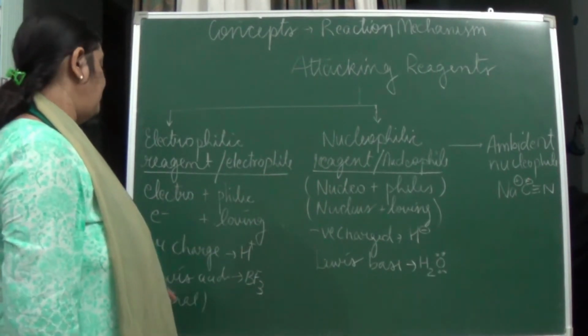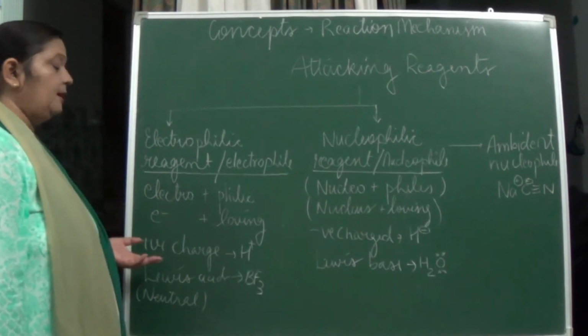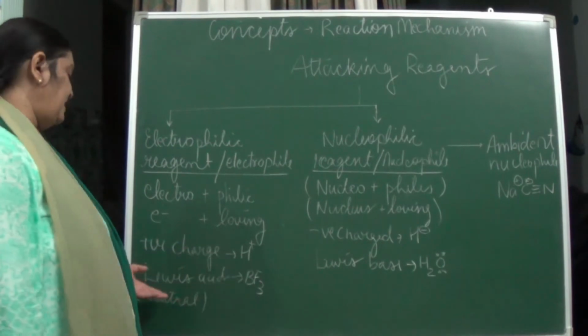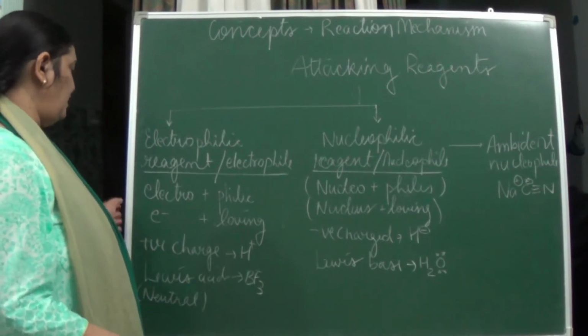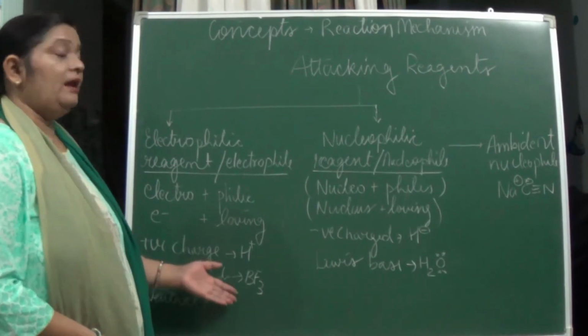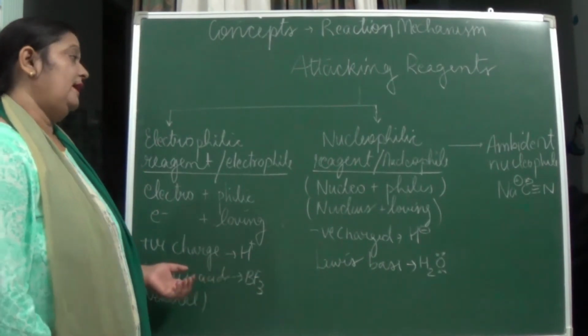Okay, so examples of this: if we talk about positively charged ones, we can say H plus ions. And yes, some electrophiles are also Lewis acids which are neutral in nature, like BF3, and so on.